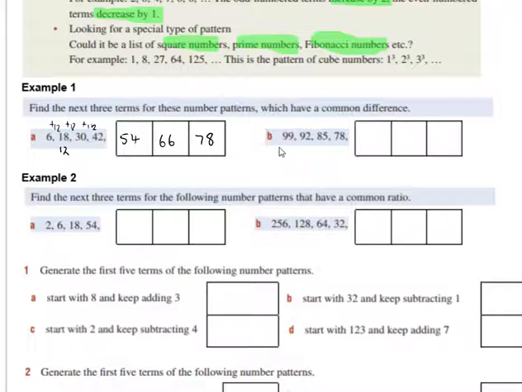Common difference here, well, it's a going down one, so we're looking to see what we're subtracting. 99 minus 92 is 7. We're minusing 7. 92 minus 85 is minus 7 again. And just to confirm, 85 minus 78 is minus 7. So we're going down by 7s. Our last three terms: 78 minus 7 is 71. 71 minus 7 is going to be 64. And 64 take away 7 is going to be 57.